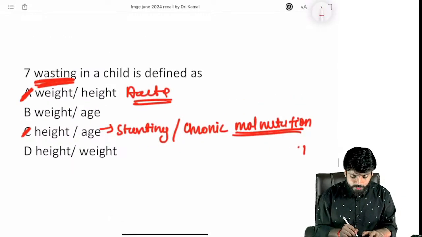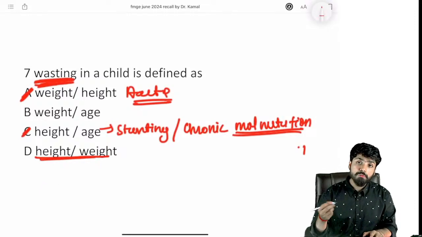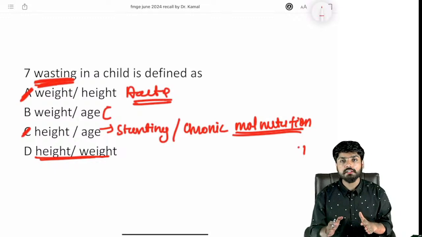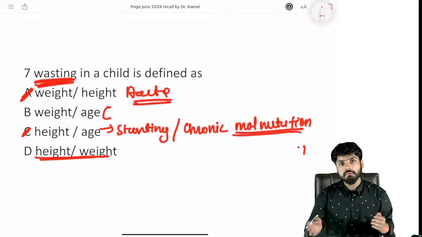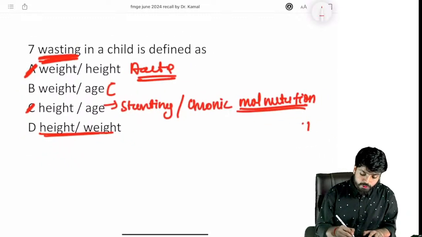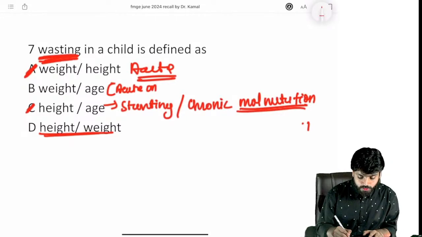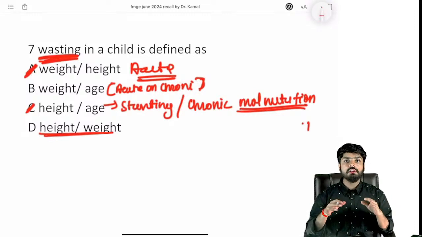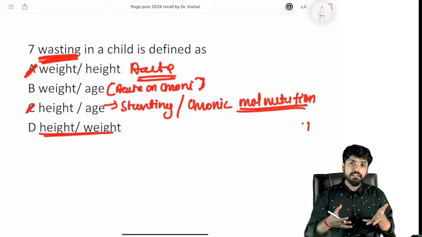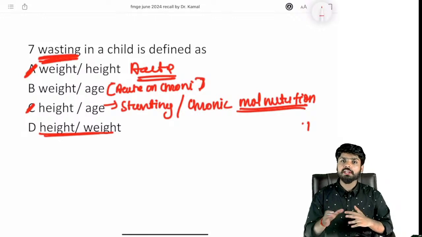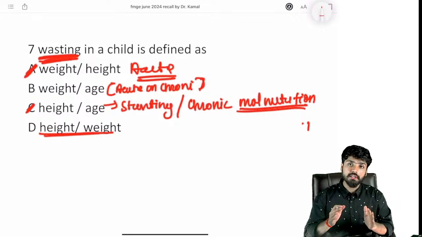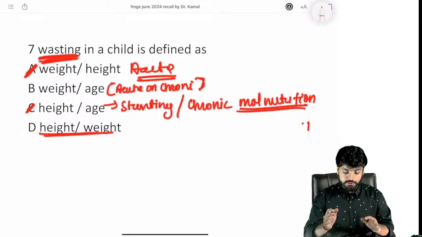For height upon weight, we don't need anything. Weight upon age is also a characteristic thing, and it's not directly used in pediatrics because we either use wasting or stunting, but you can call weight upon age an acute on chronic presentation. But in general, the bigger picture you have to remember is that wasting is losing of weight, which is usually a part of acute malnutrition. But if the height is not increasing properly according to the age, it's stunting, it's chronic malnutrition.